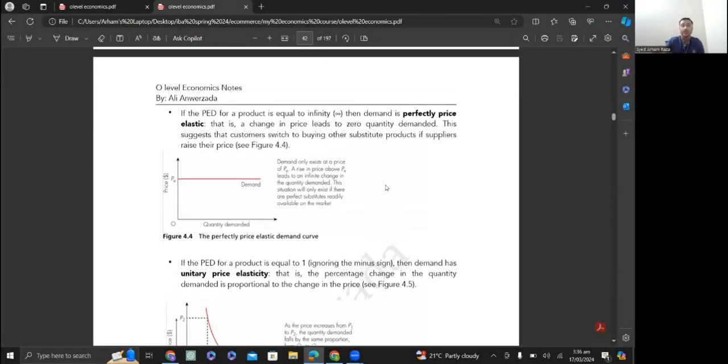Now another circumstance might be that the product is perfectly price elastic, which is the opposite of perfectly inelastic. Here the demand curve is horizontal, which means that it is parallel to the horizontal axis. This type of demand curve means that customers switch to buying other substitute products if suppliers raise their price. So if you increase the price from P0 to anywhere above, there will be no demand at all. This means that it has a lot of substitutes. This product has perfect substitutes.